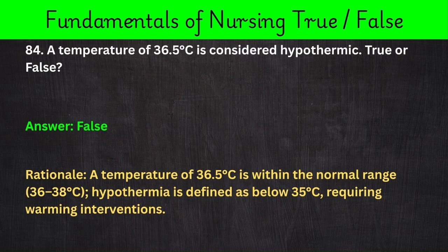84. A temperature of 36.5 degrees Celsius is considered hypothermic. True or false? Answer: false. Rationale: a temperature of 36.5 degrees Celsius is within the normal range, 36 to 38 degrees Celsius. Hypothermia is defined as below 35 degrees Celsius, requiring warming interventions.